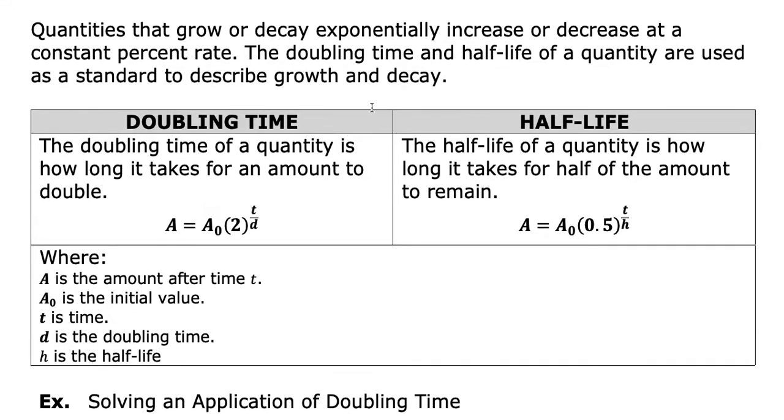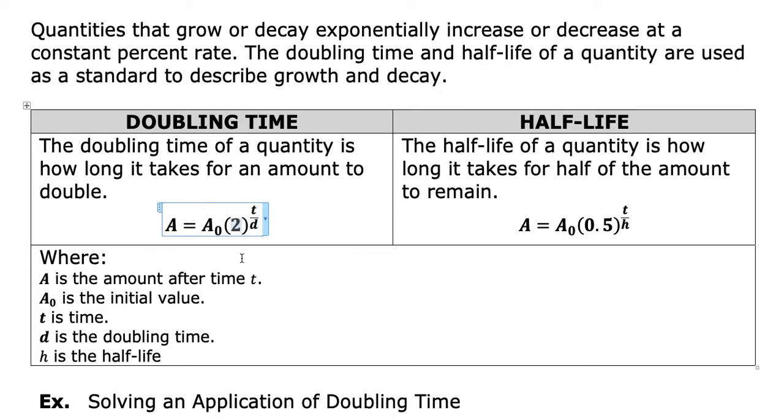So, quantities that grow and decay exponentially increase or decrease at a constant percent rate. The doubling time and half-life of a quantity are used as a standard to describe growth and decay. So let's investigate the formulas for both doubling time and half-life. The doubling time of a quantity is how long it takes for an amount to double. So A null, or A subscript 0, is the initial amount, what we start with.